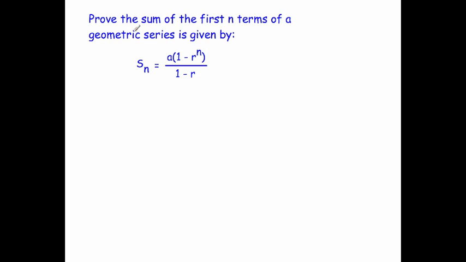In this video, we've been asked to prove that the sum of the first n terms of a geometric series is given by Sn equals a bracket 1 minus r to the n, close brackets, all over 1 minus r. So to do this, the first thing I would do is write out what a geometric series is.